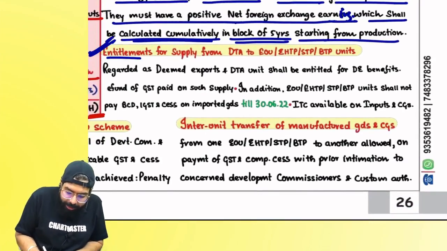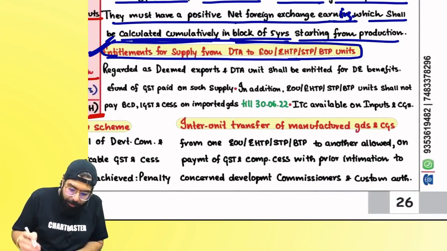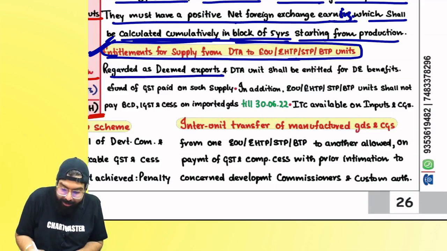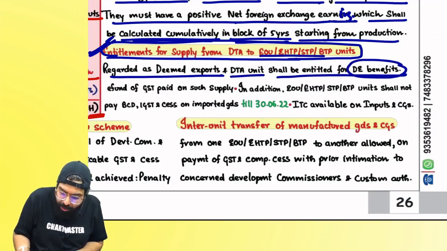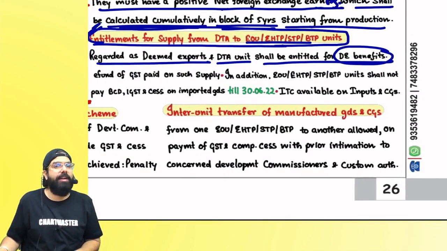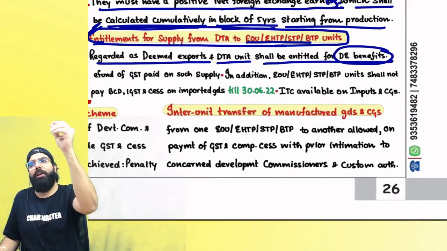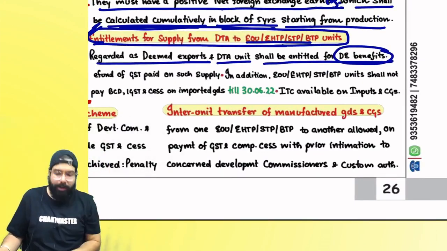Sir, entitlement for supply from DTA to EOU. Domestic tariff area, say if you are supplying to EOU, it will be regarded as deemed export. EOU, ESTP. DTA unit shall be entitled to deemed export benefit. Whoever is the domestic tariff area unit, if they are supplying to EOU, ESTP, Software Technology Park, it will be deemed as an export. Deemed export benefit will be given to them.